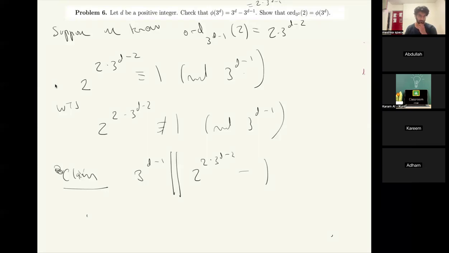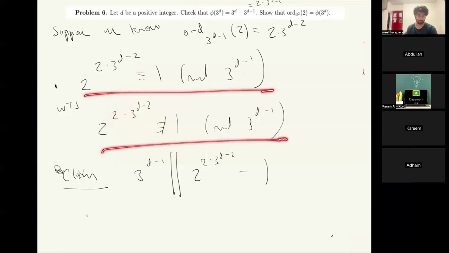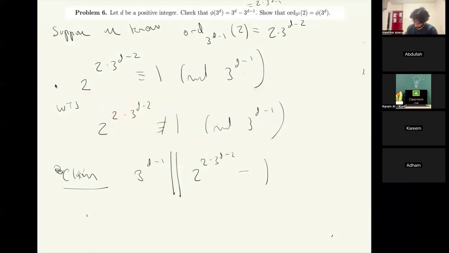Does it make sense? This is the whole crux of the argument, right? Because we know this is the order mod 3 to the d minus 1, but we want to show that when you go to 3 to the d, the order doesn't stay the same. So you want to show that this is true, but this is not true, which means you want to understand exactly that this is true. Does it make sense what I'm saying?